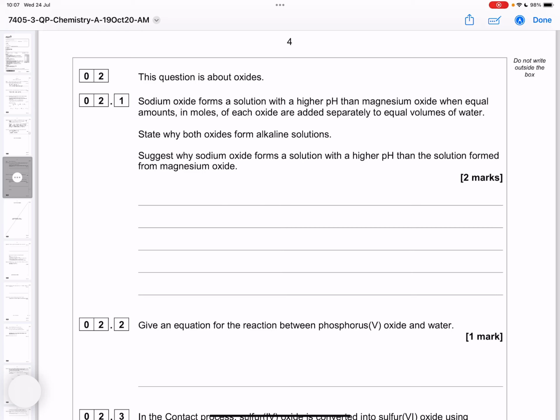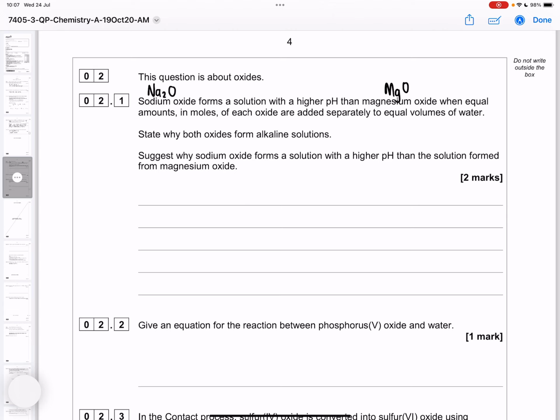This question is about oxides. Sodium oxide forms a solution with a higher pH than magnesium oxide when equal amounts in moles of each oxide are added separately to equal volumes of water. So sodium oxide, magnesium oxide. Sodium oxide forms a solution with a higher pH, so more alkaline than magnesium oxide, when added to water.